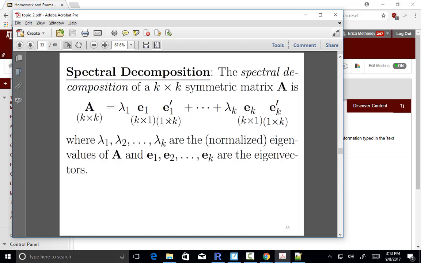I think of this expression like an image compression example. You take an initial image A, you decompose it like this, and one way to compress it that's sensible would be to take just the first few chunks of eigenvalue eigenvector contributions.